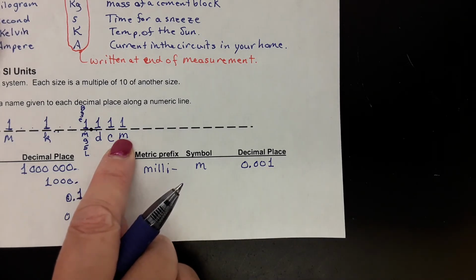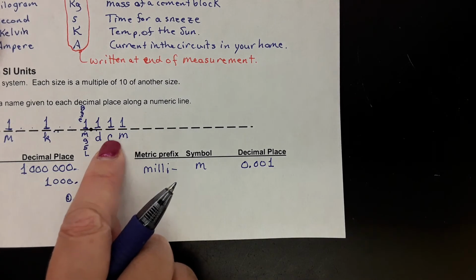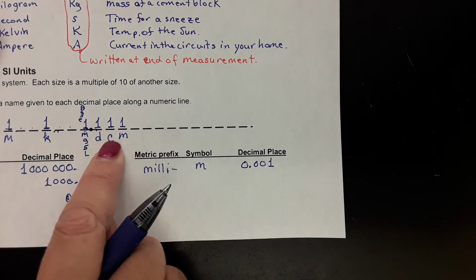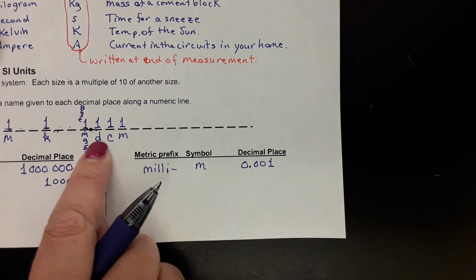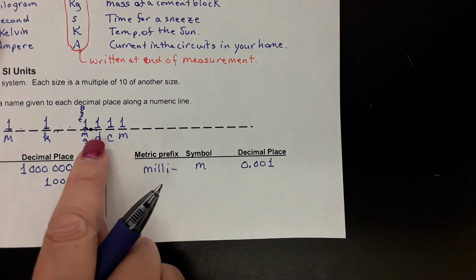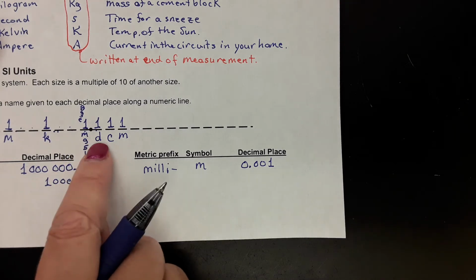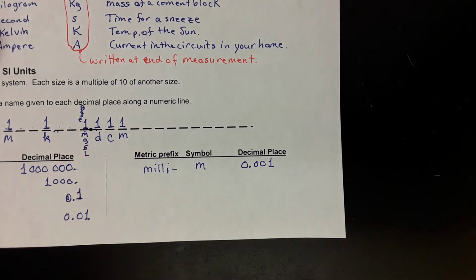So a milli is 1,000th. There are 10 millimeters in a centimeter. But there are 10 times 10 or 100 millimeters in a decimeter. And there's 10 times 10 times 10 millimeters in 1 meter. So 1,000. 10 times 10 times 10 is 1,000.